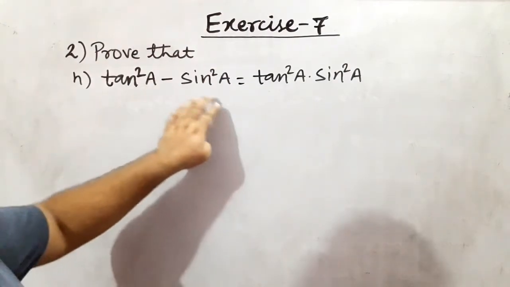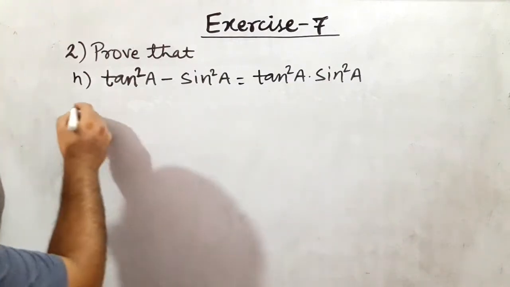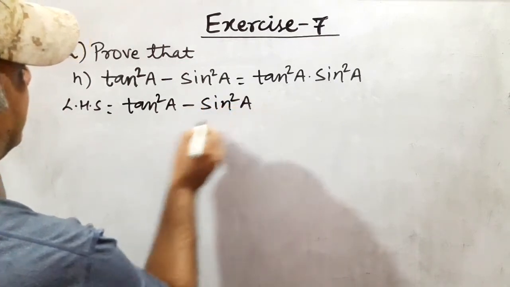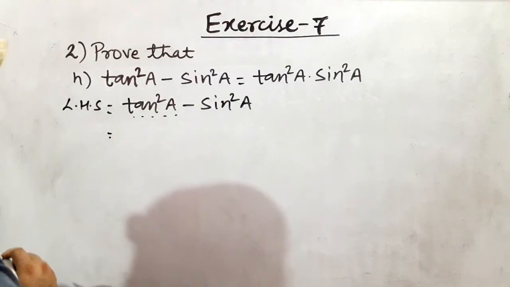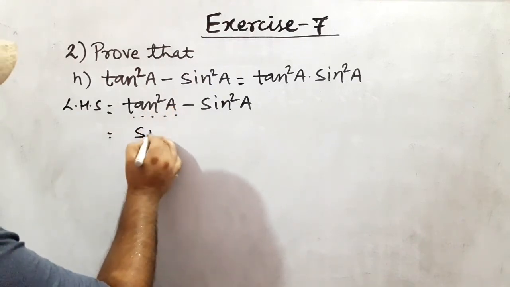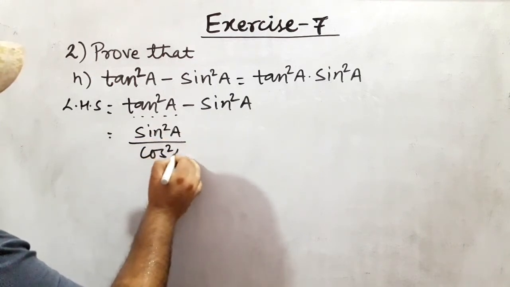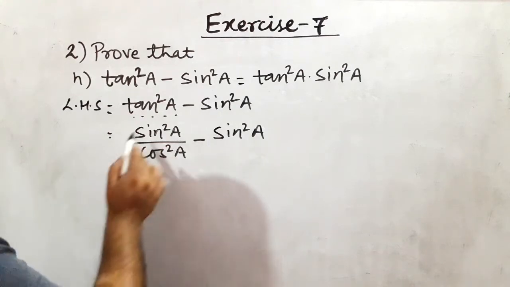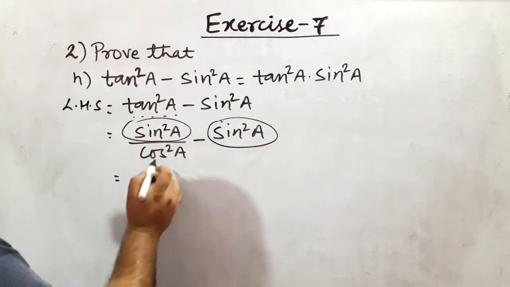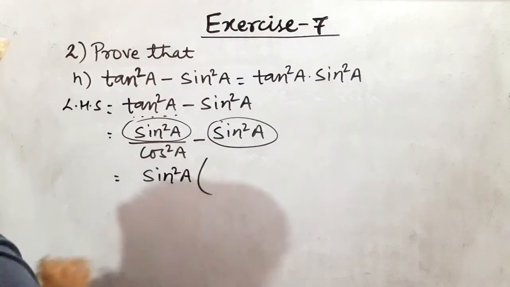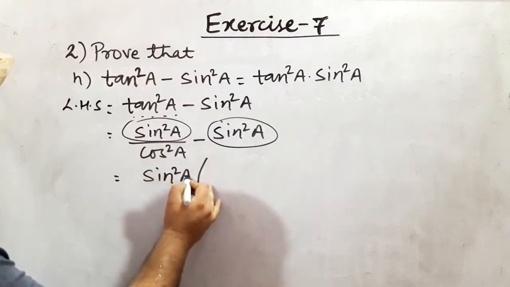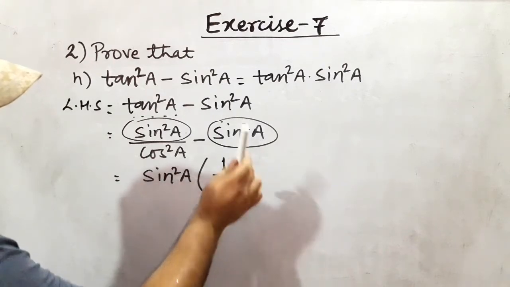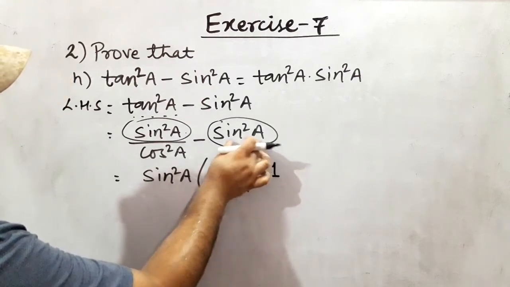The next question, tan square A minus sin square A equals tan square A into sin square A. Let's start from the left hand side. We have tan square A minus sin square A. Tan A equals sin A by cos A from quotient relation. So tan square A becomes sin square A by cos square A. Minus sin square A, we do not change. What common can we take between these two terms? We can take the common sin square A. So taking common sin square A, inside the bracket the remaining term is 1 by cos square A, and the remaining term in the second term is 1, since whole sin square A I have taken outside.